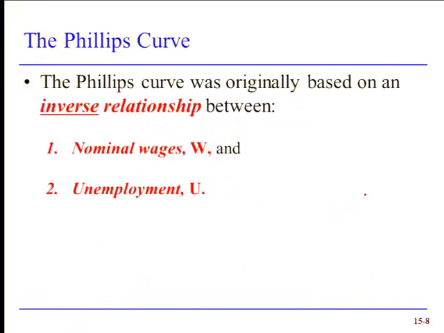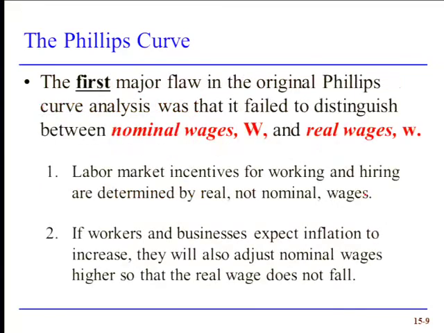Now, it turns out that when Phillips did his original work, he did it with, as I mentioned, wages and unemployment. And the wages that he used were nominal wages, because that's what he had data on. So he looked at nominal wages and unemployment. But this led to the first of two big problems with this original Phillips curve analysis. The first of these problems is that nominal wages are not what either workers or businesses care about.